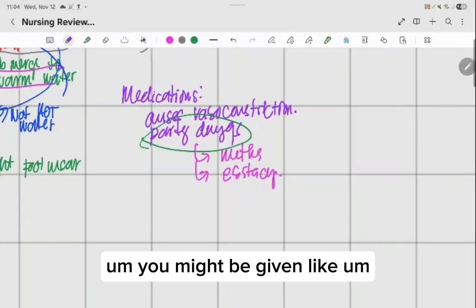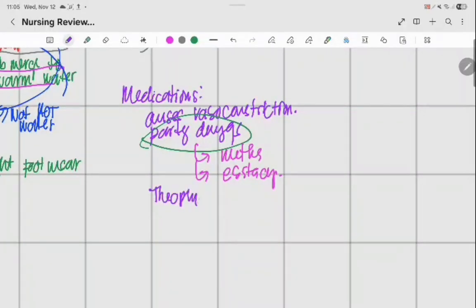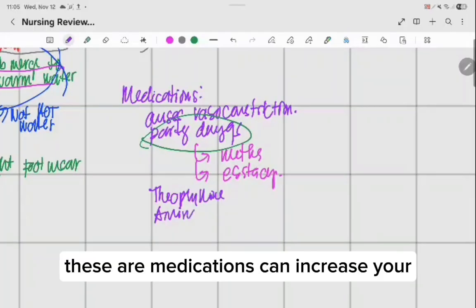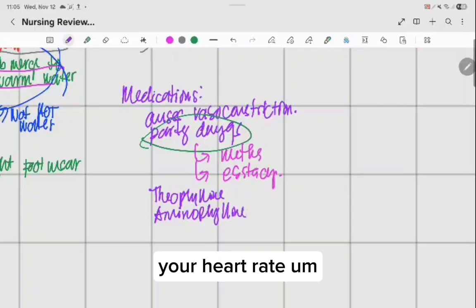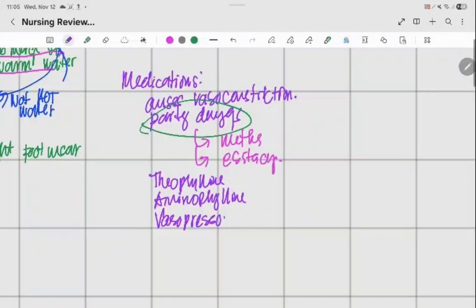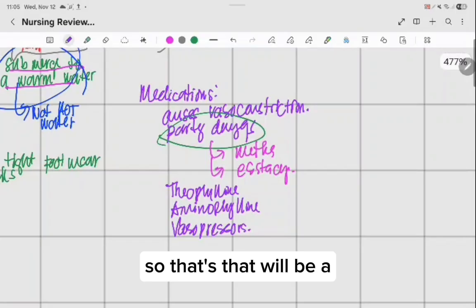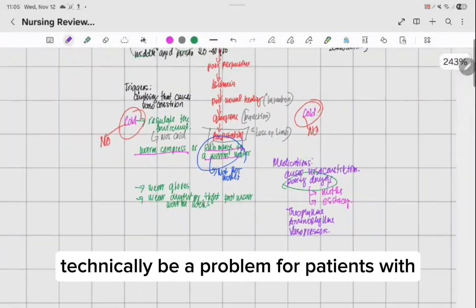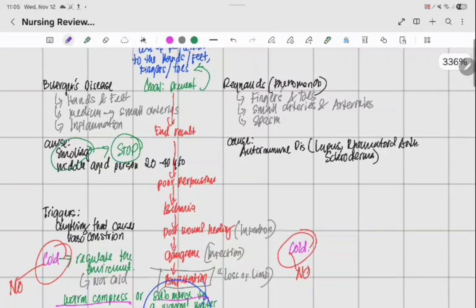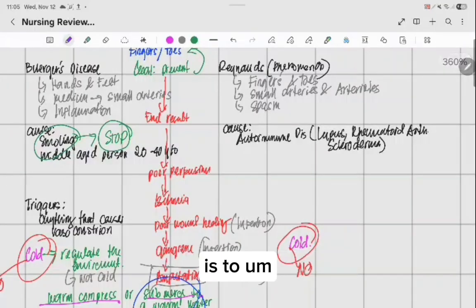Like theophylline, you might be given aminophylline. These are medications that can increase your heart rate. You might be given vasopressors. Okay, we've given vasopressors. So that will technically be a problem for patients with Raynaud's and Buerger's. Okay, so the goal here again is to prevent pain.